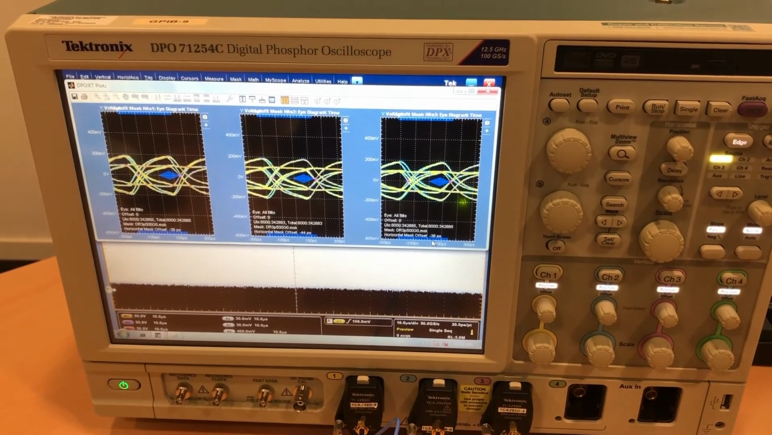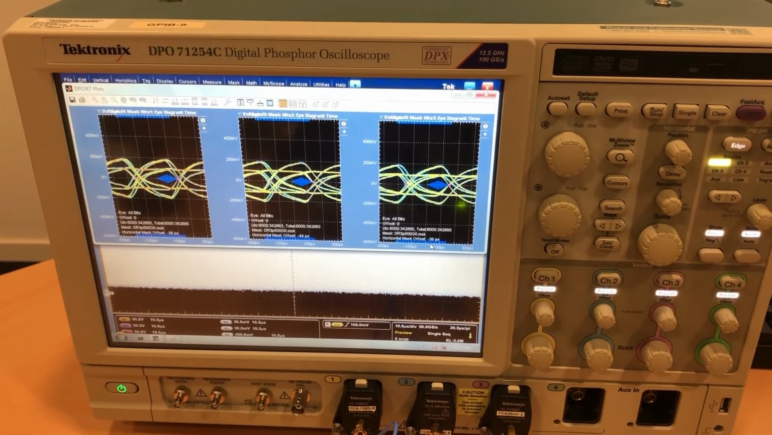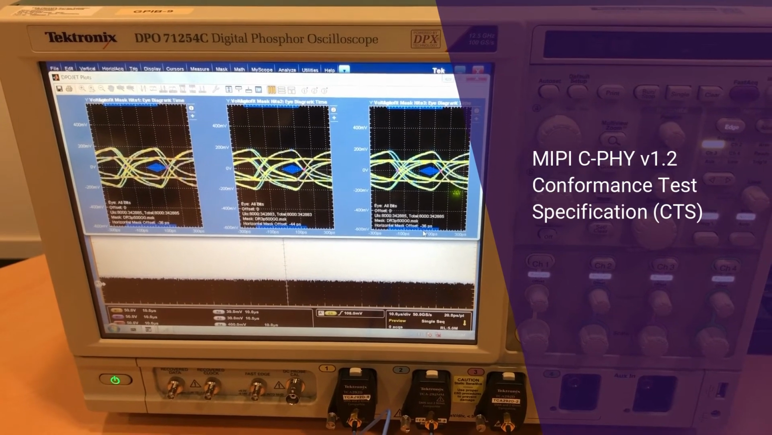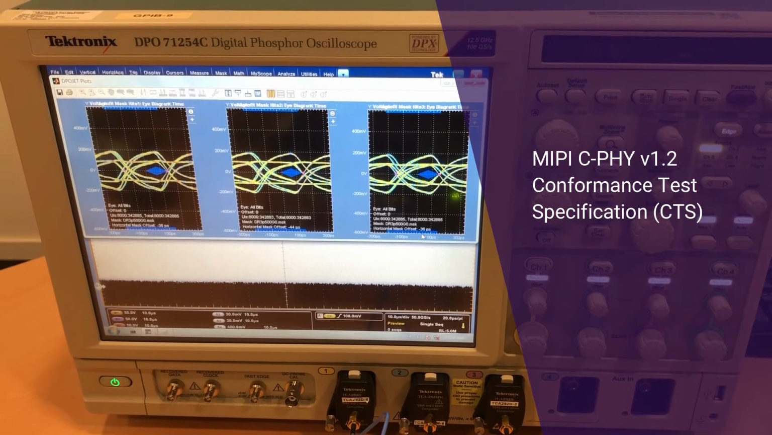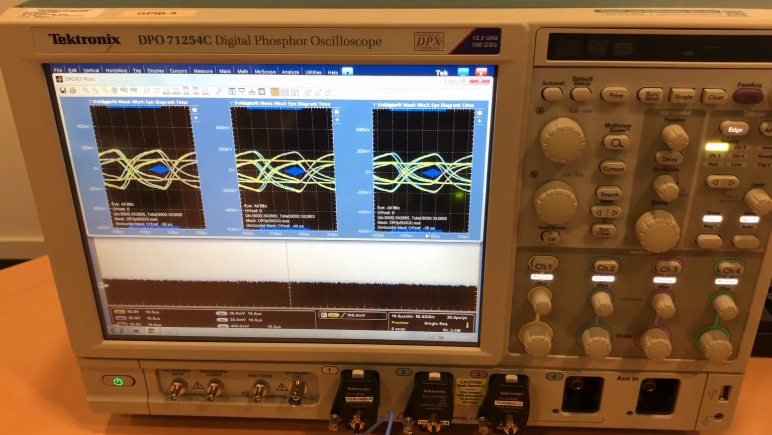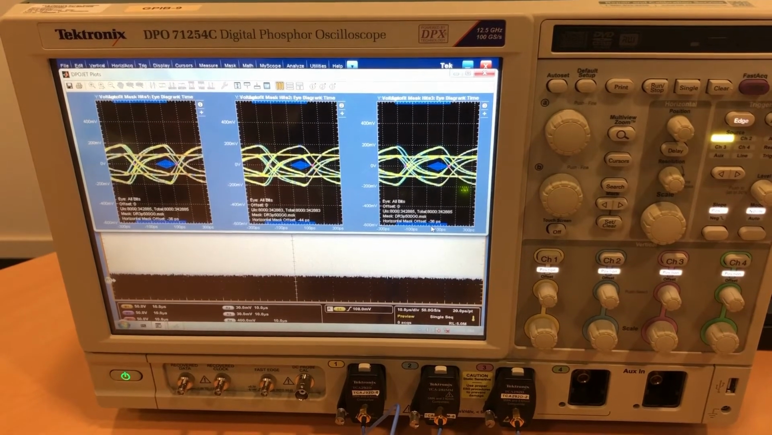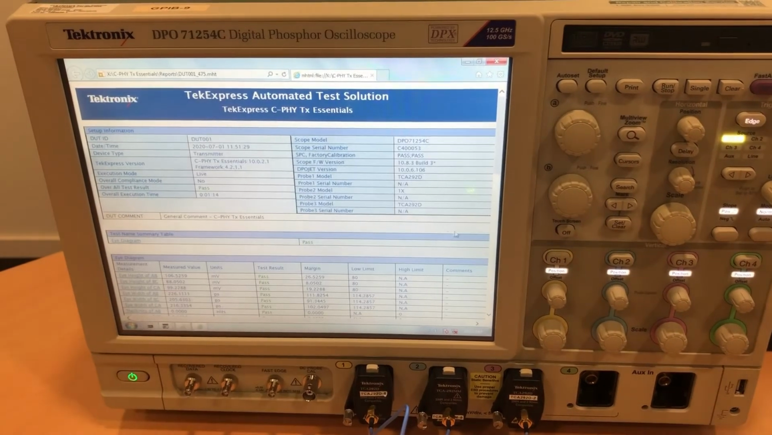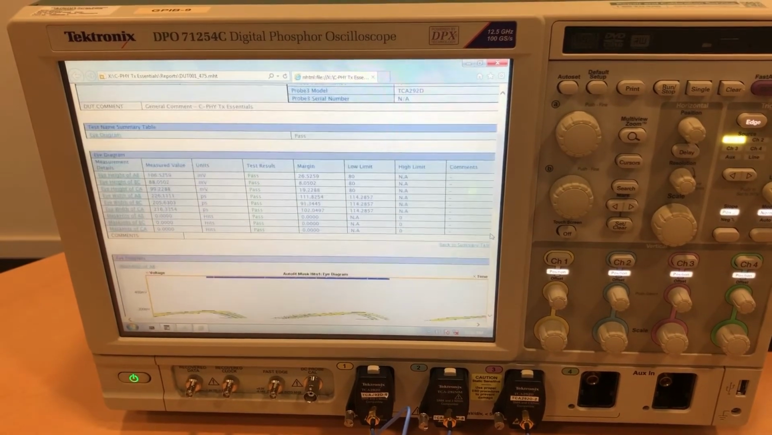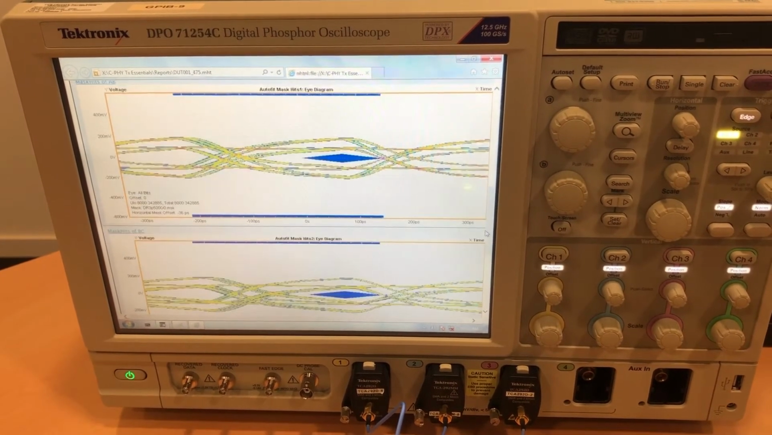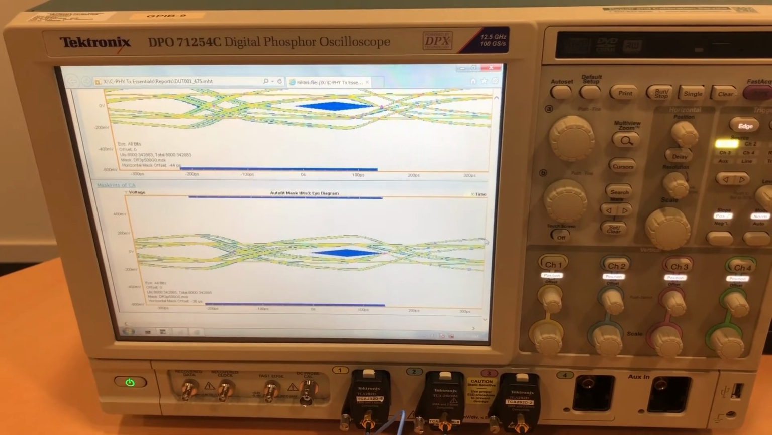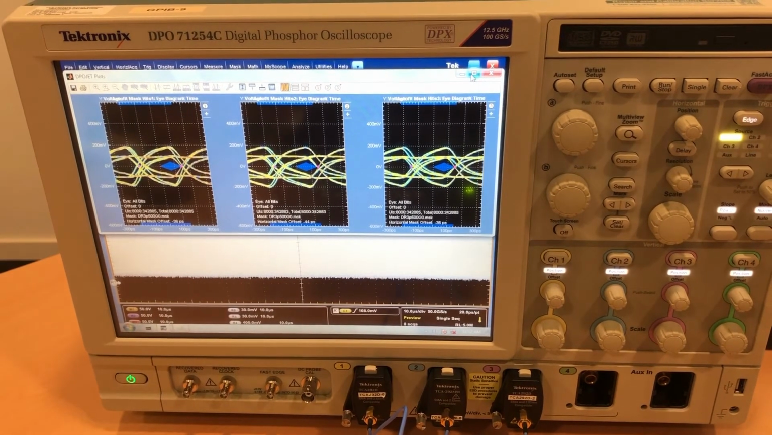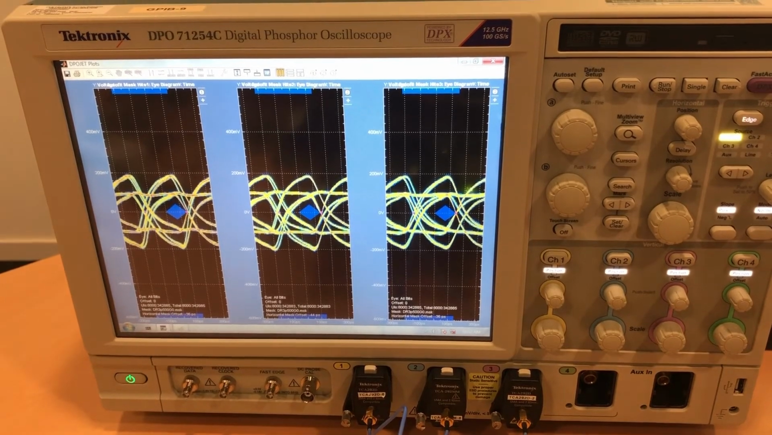In the scope, we have the official test tool to run the MIPI C-PHY CTS version 1.2, the conformance test specification. We hit the run button to get the report, and we need to wait a little bit. And once we wait, we start getting the eye diagrams, they're looking very good, as well as the various parameters that need to be checked as per the CTS spec. As you can see, everything is passing with distinction, which is great.